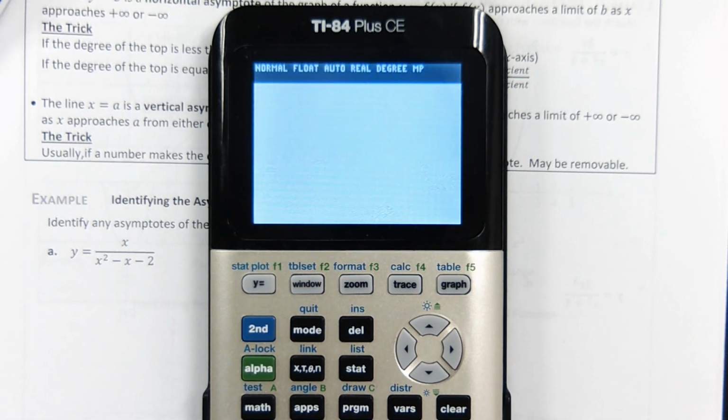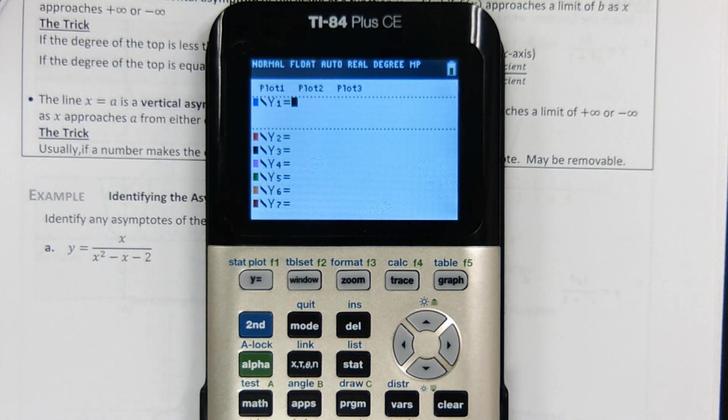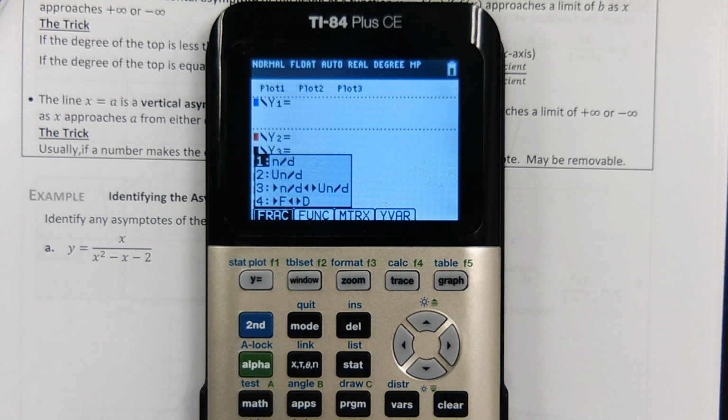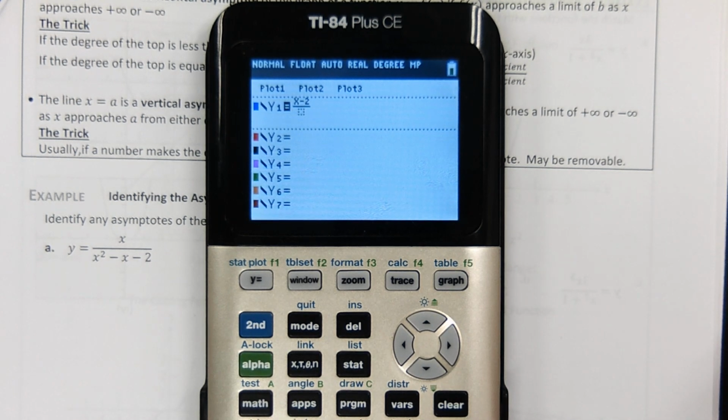Anyway, we go to y equals, I got to clear that junk out. The one in particular that I'm talking about was x minus 2 over x squared minus 5x plus 6. I'm going to factor the x squared minus 5x plus 6.